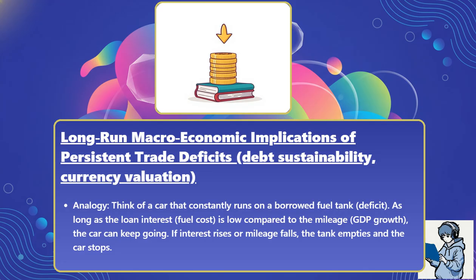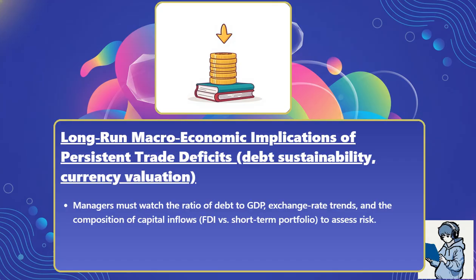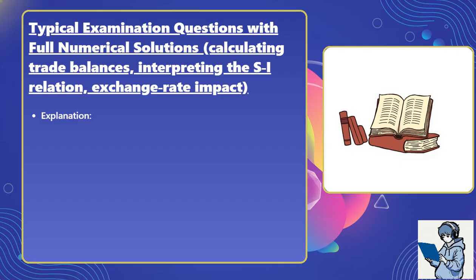Analogy: think of a car that constantly runs on a borrowed fuel tank, the deficit. As long as the loan interest, the fuel cost, is low compared to the mileage, the GDP growth, the car can keep going. If interest rises or mileage falls, the tank empties and the car stops. Managers must watch the ratio of debt to GDP, exchange rate trends, and the composition of capital inflows, foreign direct investment versus short-term portfolio, to assess risk.